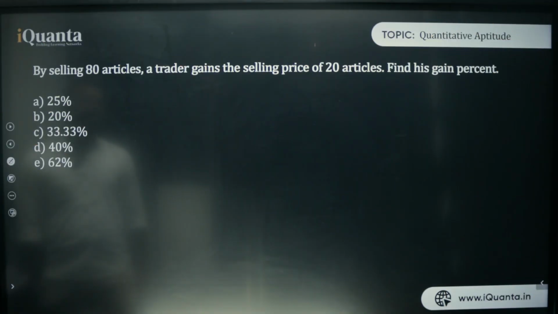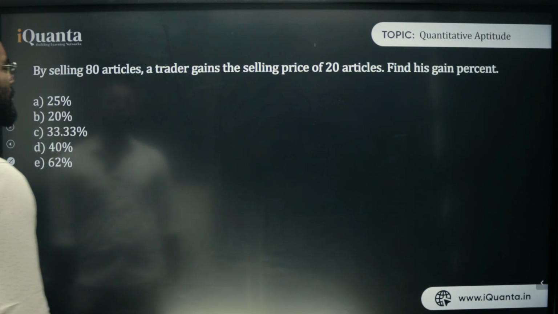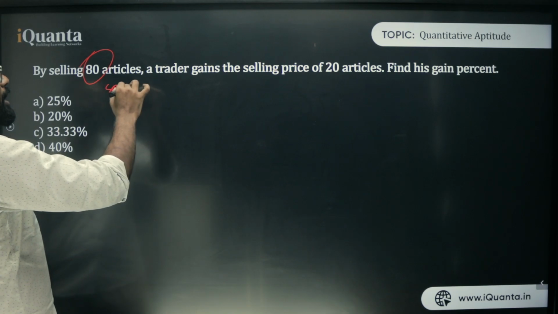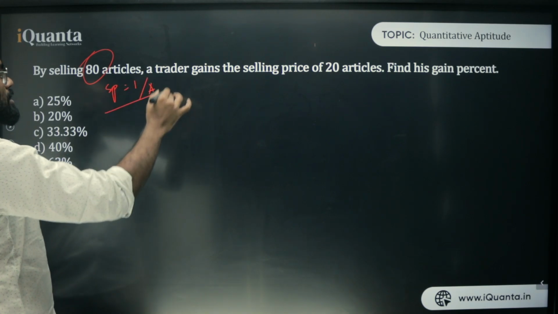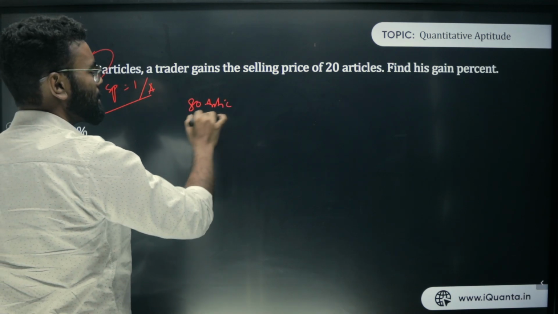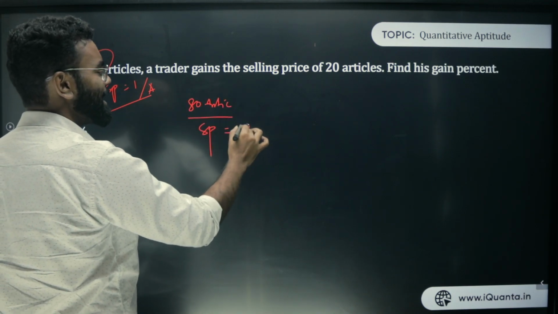By selling 80 articles, a trader gains the selling price of 20 articles. We have done this question in the previous class. I'm just giving you one example of the same question. So let's say the selling price is 1 per article, right? So for 80 articles, the selling price is 80.